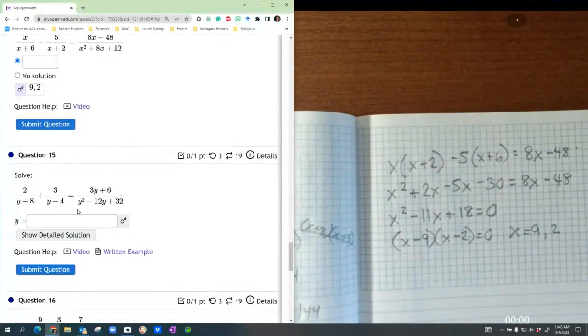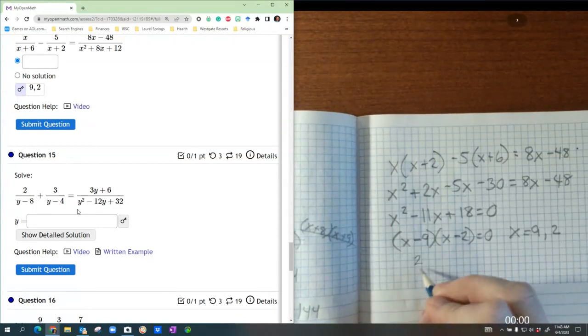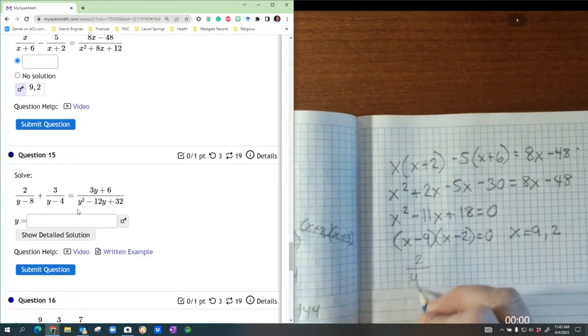But you're going to go ahead and we're going to look at it as these two are denominators, right?